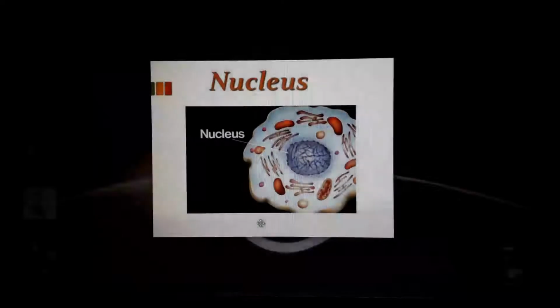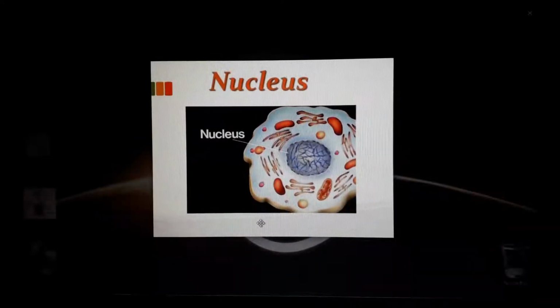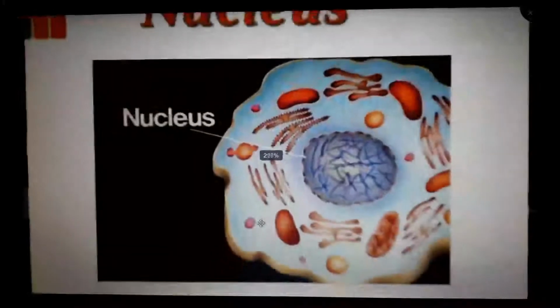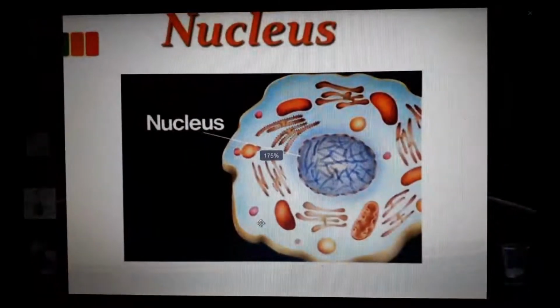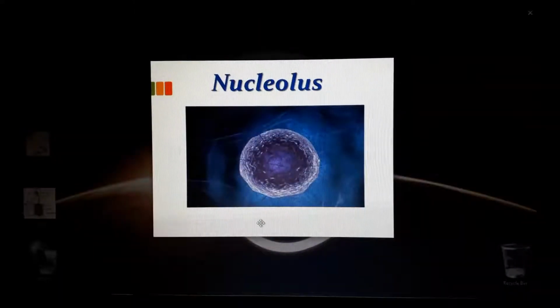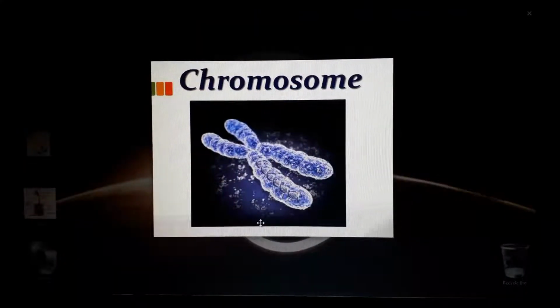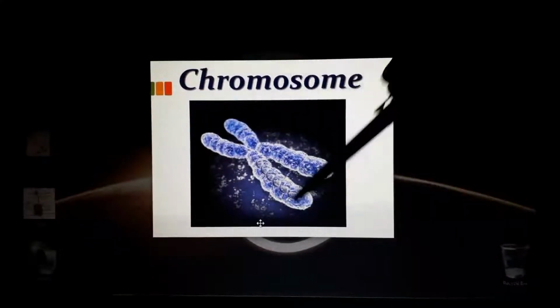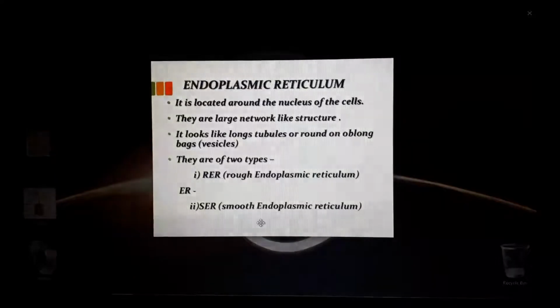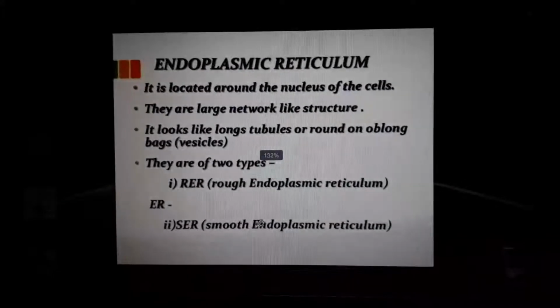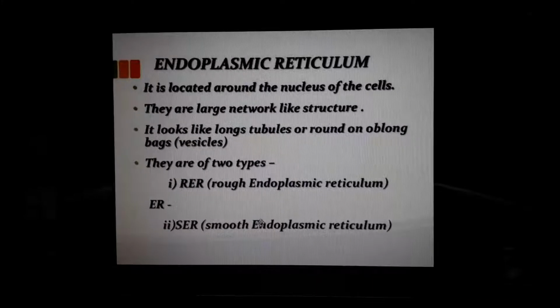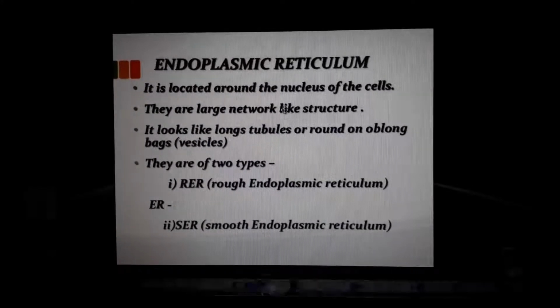So the first one is the nucleus. In a complex cell, the nucleus is present in the center of the cell. This is the picture of a nucleus. This is a nucleolus. See, chromosome. This is the shape of a chromosome. This is also present inside the cell. Next one is the endoplasmic reticulum. So what is this endoplasmic reticulum?